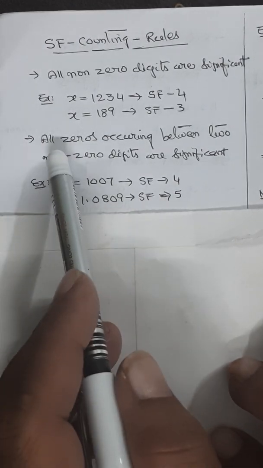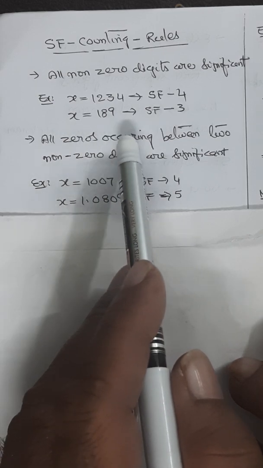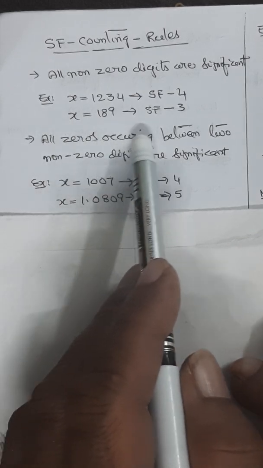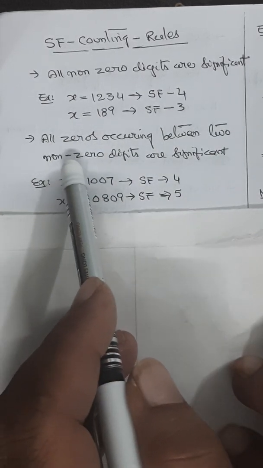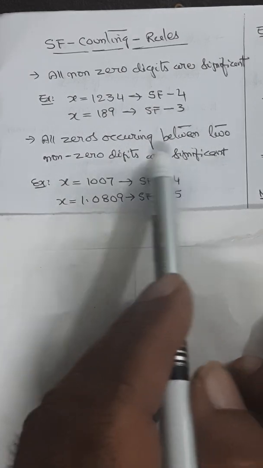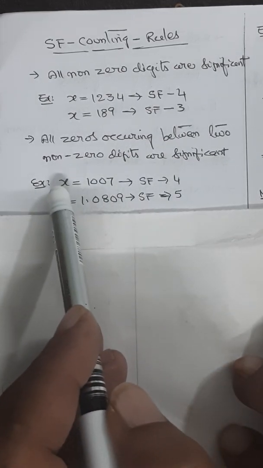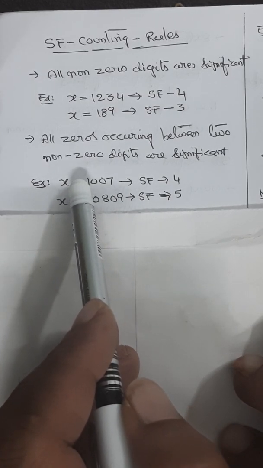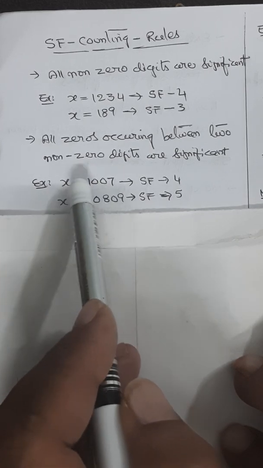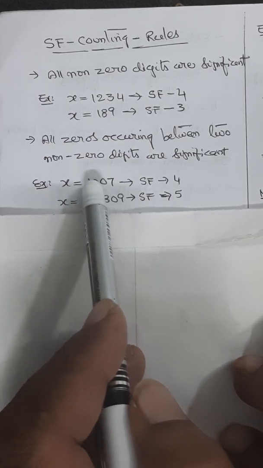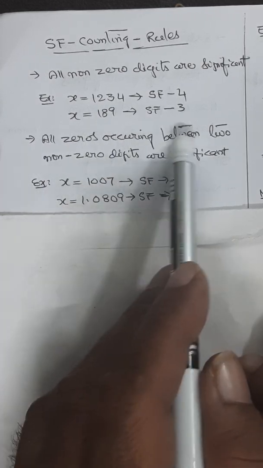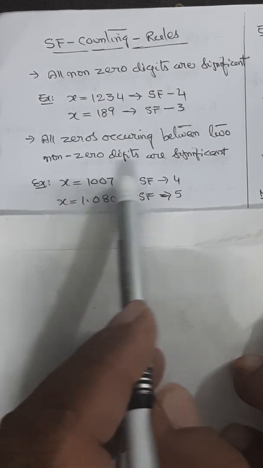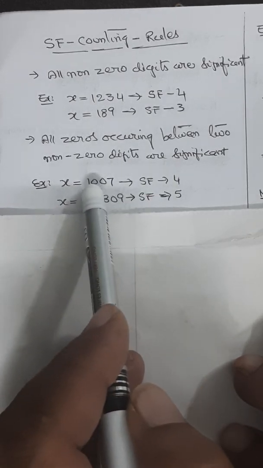Let us look at rule 2. What is rule 2? All zeros occurring between two non-zero digits are significant. For example, x equal to 1007. At the extreme ends, 1 and 7 are non-zero digits, and in between there are zeros. So zeros occurring between two non-zero digits are significant. Therefore, here in total you have 4 significant figures.